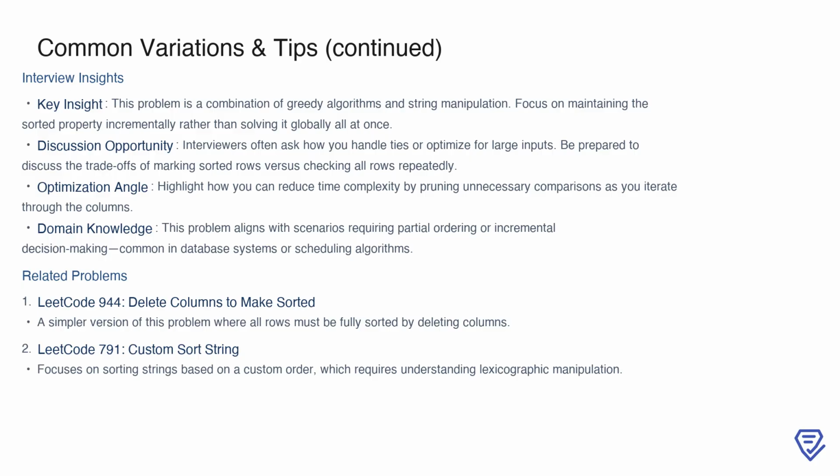Optimization is a critical angle here. Highlight how pruning unnecessary comparisons as you iterate through columns can significantly reduce time complexity. From a broader perspective, this problem aligns with real-world scenarios like database systems or scheduling algorithms, where partial ordering or incremental decision-making is required. Additionally, related problems such as LeetCode 944, which simplifies the task to fully sorting rows, or LeetCode 791, which focuses on custom sorting of strings, can provide valuable practice for understanding lexicographic manipulation.